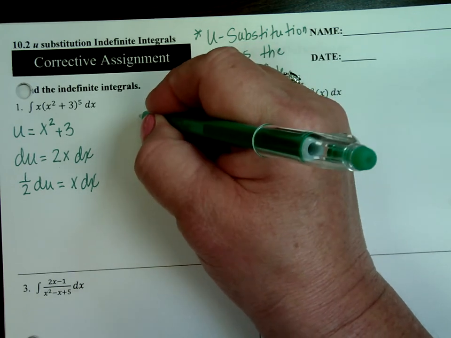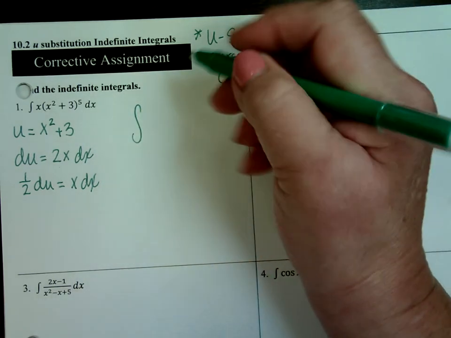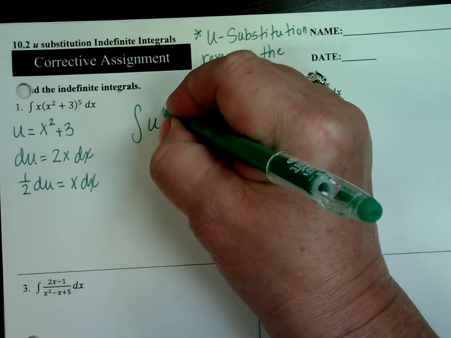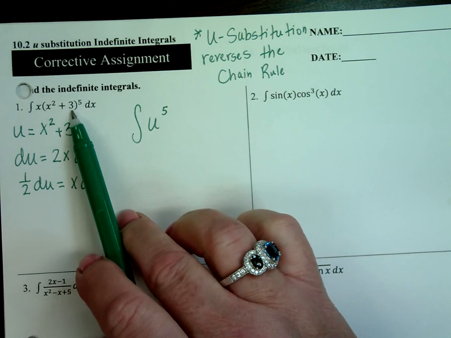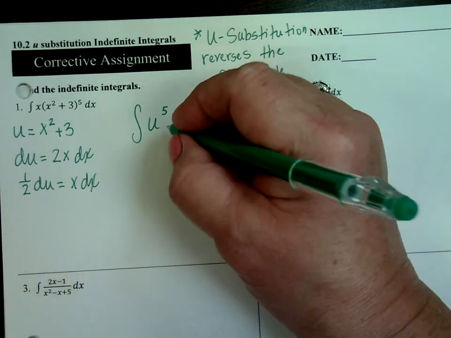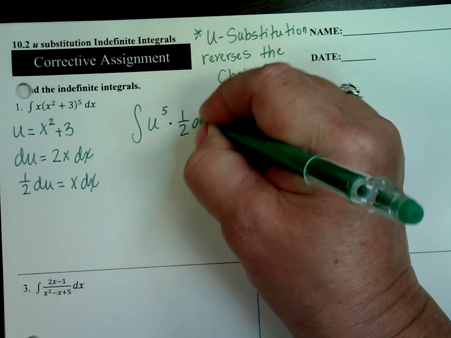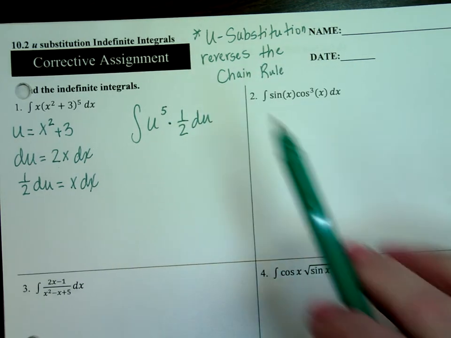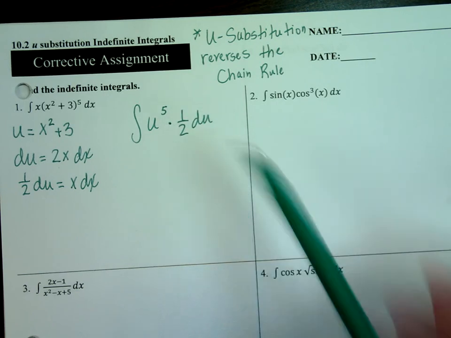Okay, so I'm setting up my integral with my substitution. I have u being raised to the 5th power. And then the x and the dx are represented by 1/2 of du. Now I'm kind of quick on that. You catching what I'm talking about? Because we did see these before.